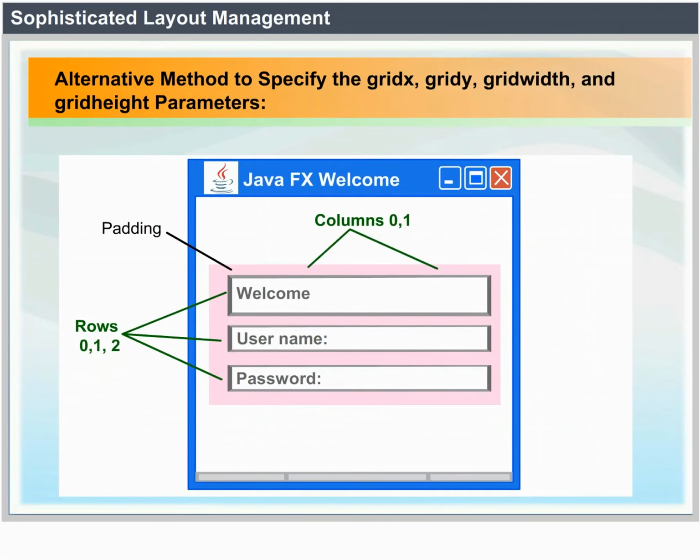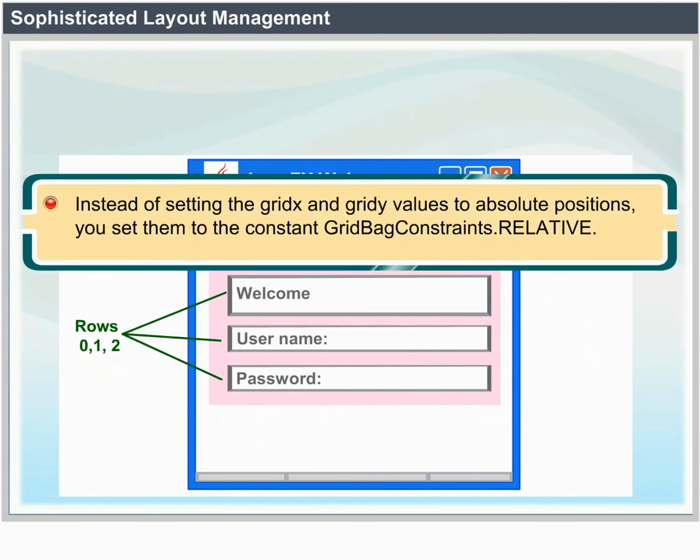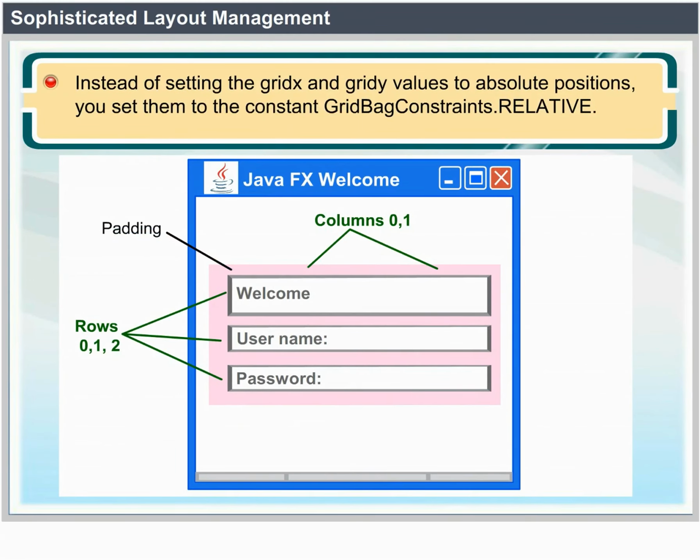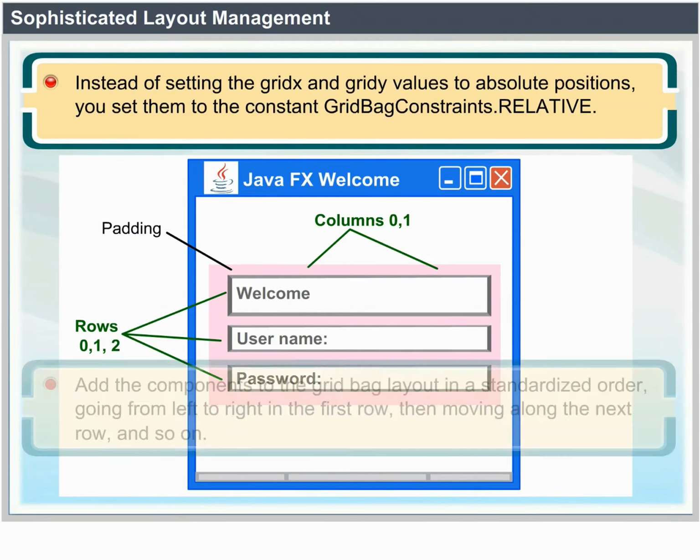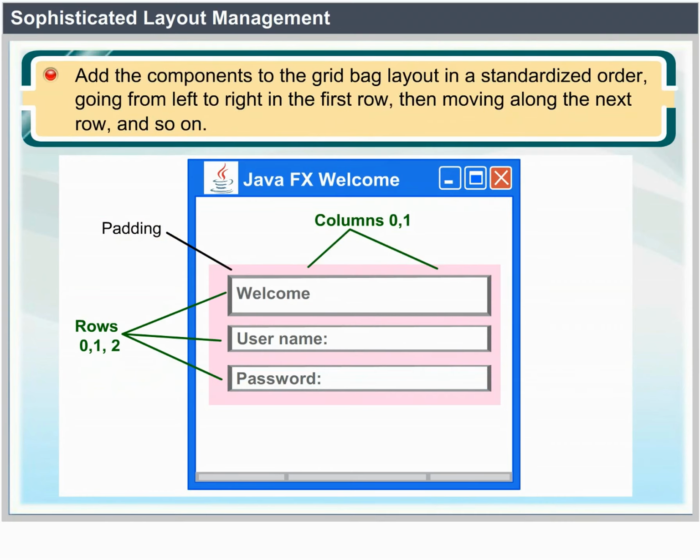Alternative method to specify the gridx, gridy, gridwidth and gridheight parameters. Instead of setting the gridx and gridy values to absolute positions, you set them to the constant GridBagConstraints.RELATIVE. Add the components to the GridBag layout in a standardized order, going from left to right in the first row, then moving along the next row and so on.